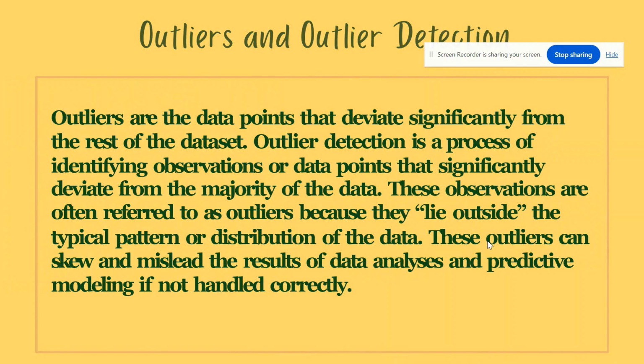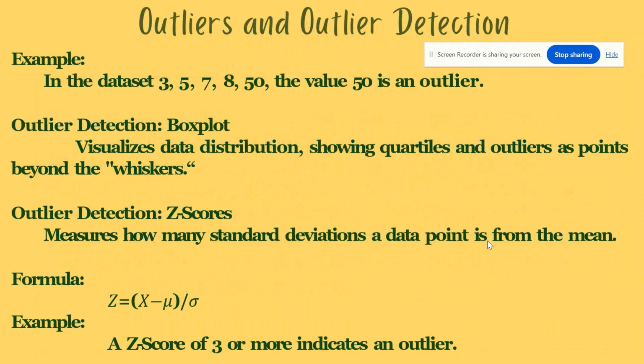Outlier detection is the process of identifying the observations or data points that significantly deviate from the majority of the data. As I told you, these observations are outliers because they lie outside the typical pattern or distribution of data. These outliers can skew and mislead the results of data analysis and predictive modeling if not handled correctly.